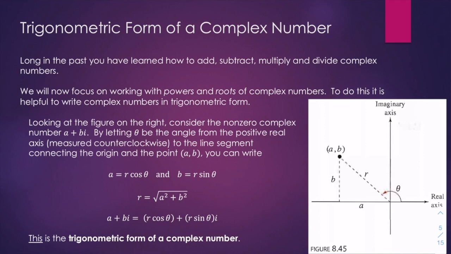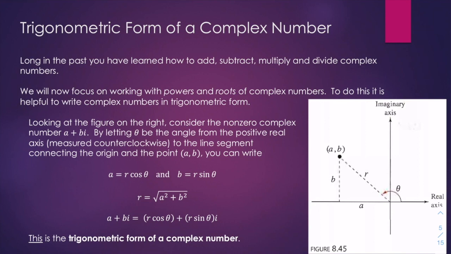So looking at the figure on the right there, consider the non-zero complex number a plus bi. By letting theta be the angle from the positive real axis, measured counterclockwise, to the line segment connecting the origin and the point (a, b), you can write that a is equal to r times cosine of theta, and that b is equal to r times the sine of theta. So remember, a is going to be on the x-axis, b is how far from the x-axis, or parallel to the y-axis, but in this case it's the imaginary axis.